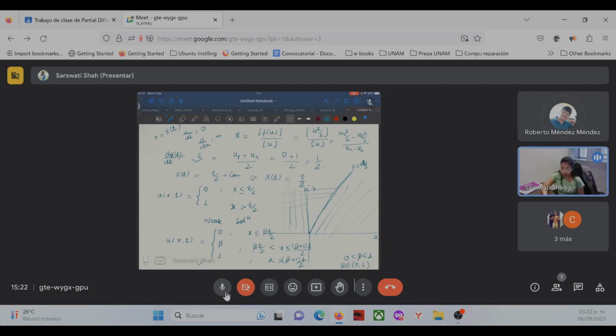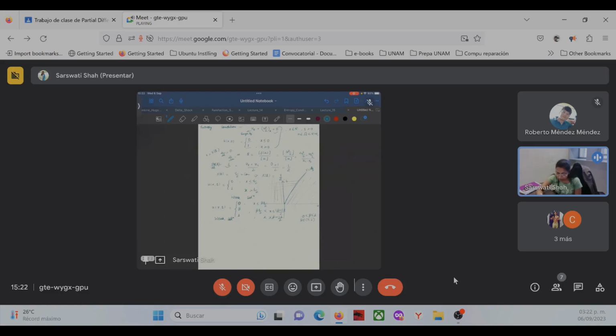It is not continuous, because when you check the left and right limits at beta t/2, the left limit is going to be 0 and the right limit is going to be beta, which lies between 0 and 1 and cannot be 0, and the same holds for the other end. So this solution is not continuous. But it is a weak solution of the given PDE, because if you keep t equals 0, it gives the initial condition, and it also satisfies the given differential equation. So this is a weak solution, though not continuous.